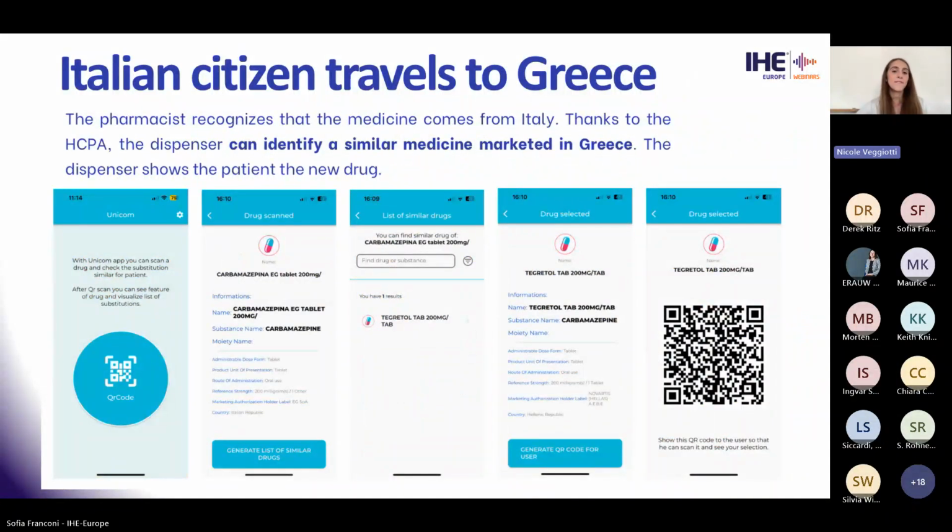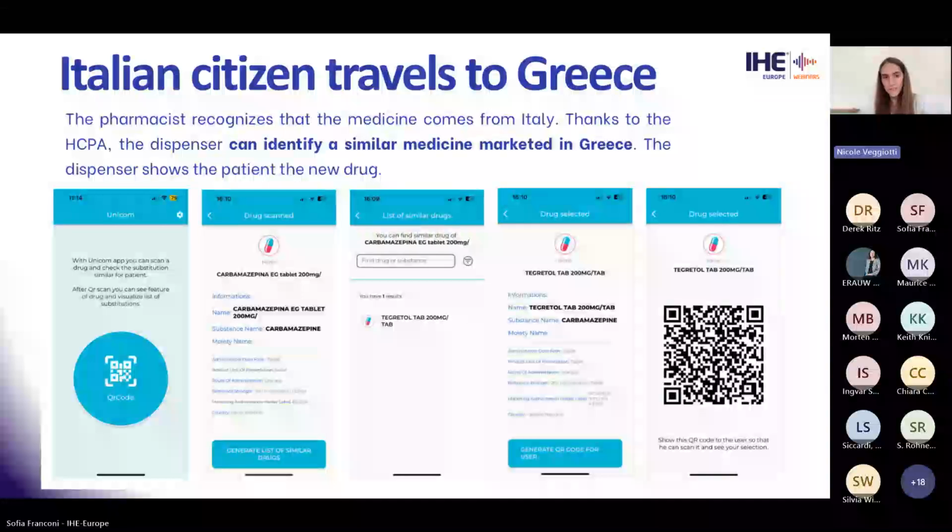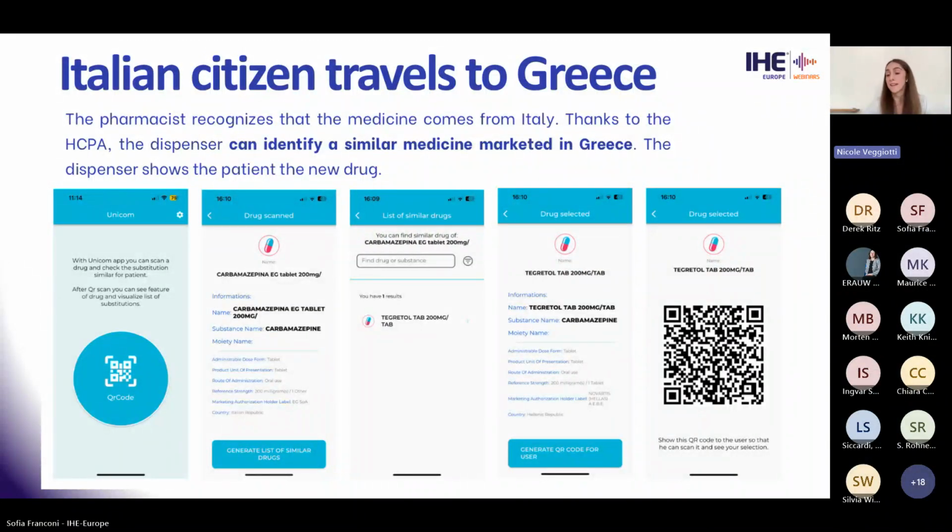So at this point, the pharmacist recognizes that the medicine comes from Italy. Thanks to the healthcare provider app, the dispenser can identify a similar medicine marketed in Greece and can show the patient the new drug. So in the first screen, he is able to press the button and scan the QR code sent by the patient. He is able to view the characteristics of this drug that needs to be substituted. He is able to see a list of potential similar drugs, select the best one, and pressing the button generate a QR code that needs to be sent back to the patient.